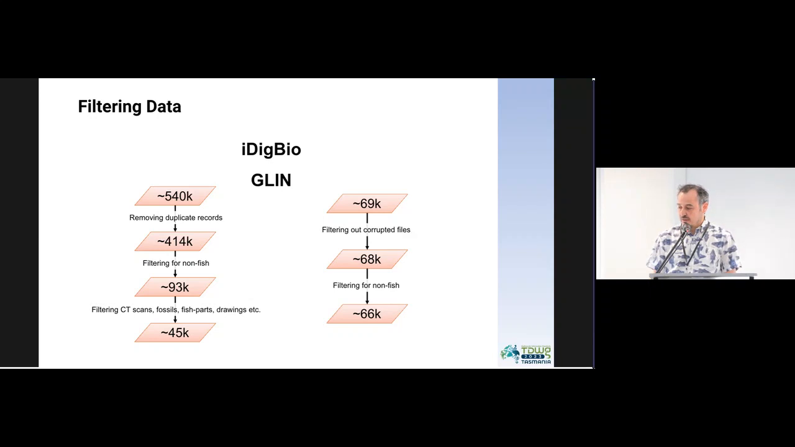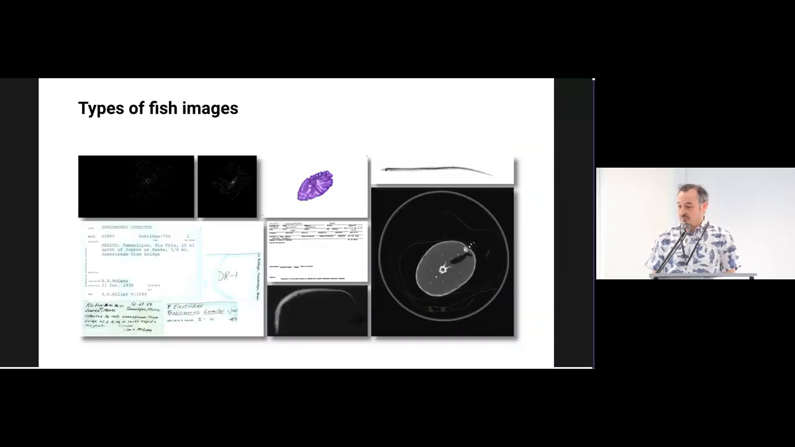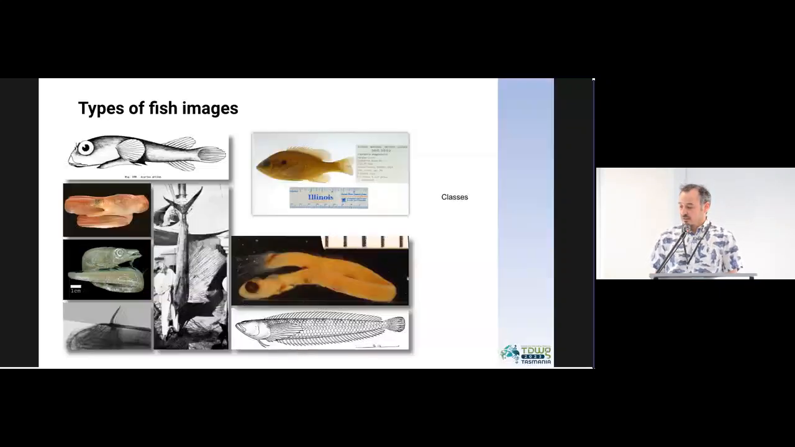We gathered data from Great Lakes Invasives on the right and iDigBio on the left. I don't know why they switched. So from iDigBio, we received 500,000 images, but less than 10% of them were found successful to work with in our neural network pipelines. And most of the images were like this, or like this. So on the top right corner, this is what we are looking for to work with. And all the other images were in other forms.